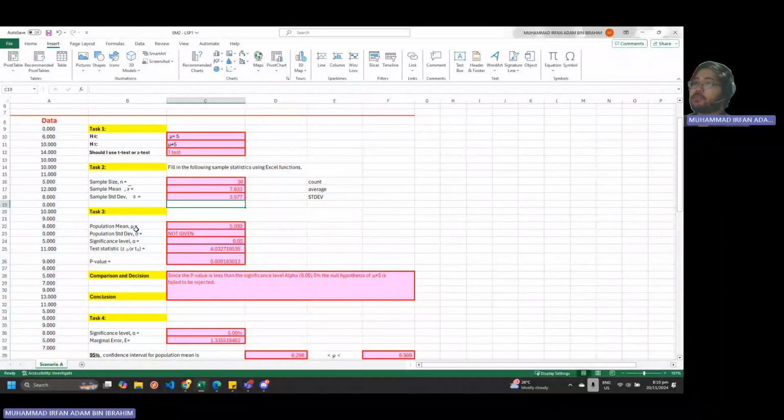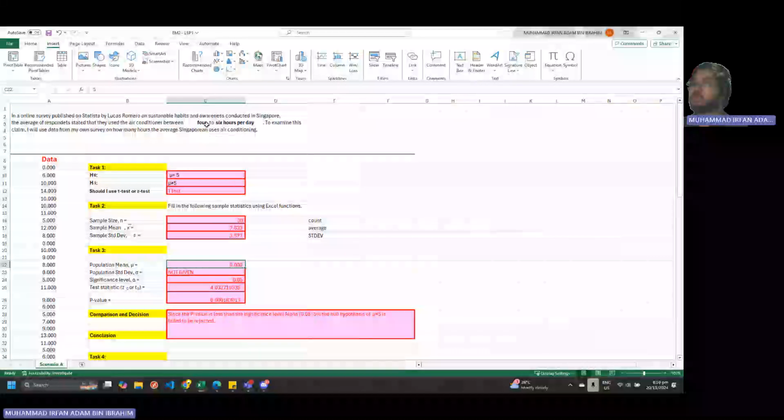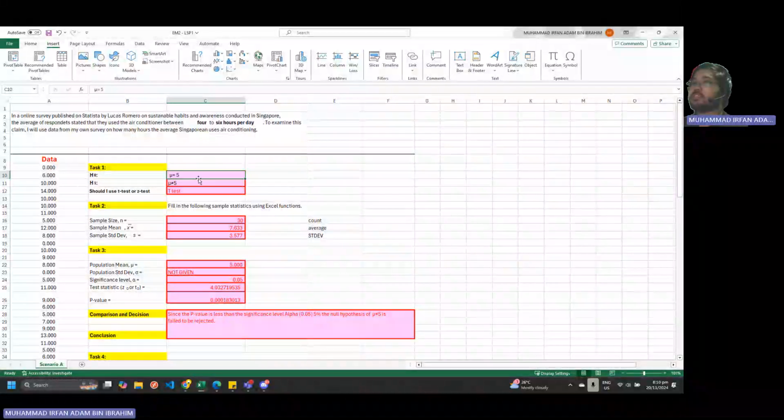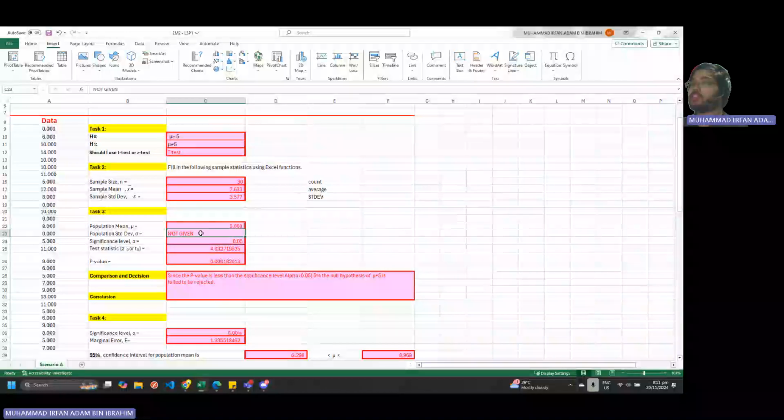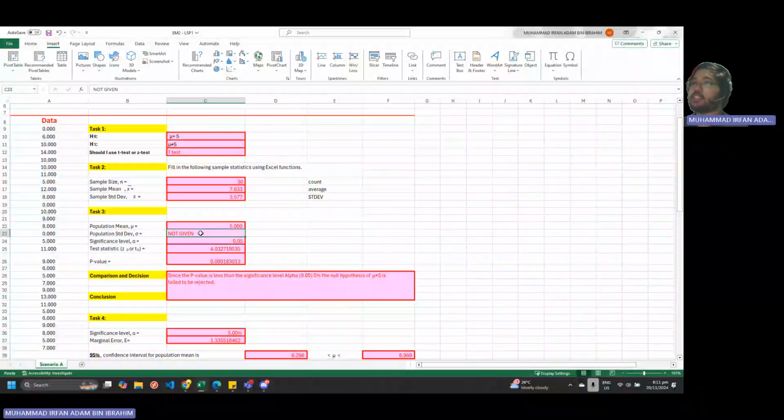So population mean, as stated previously, is 5 because it is in between 4 and 6, the average, 5. And population standard deviation, or sigma, as stated previously, is unknown or not given in this case. So significance level, or alpha, will be 0.05 or 5%.